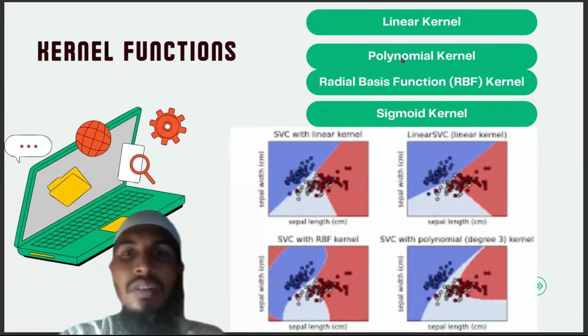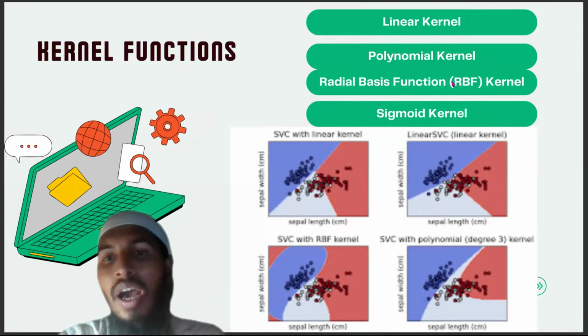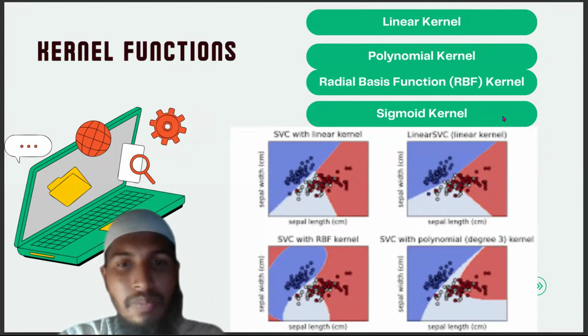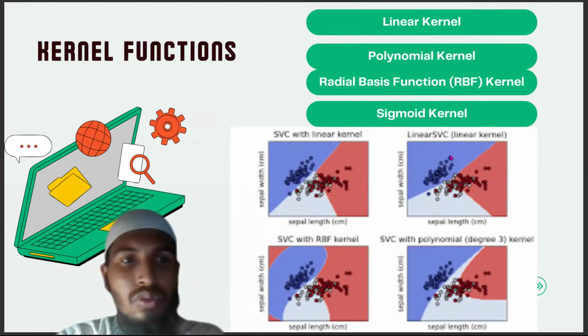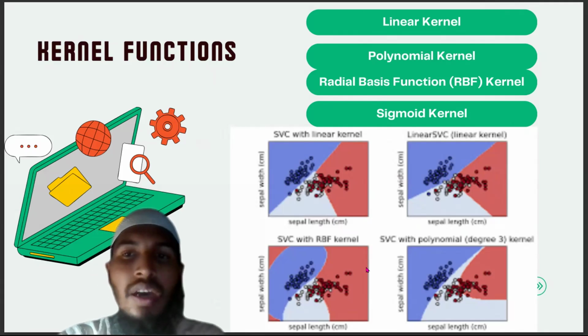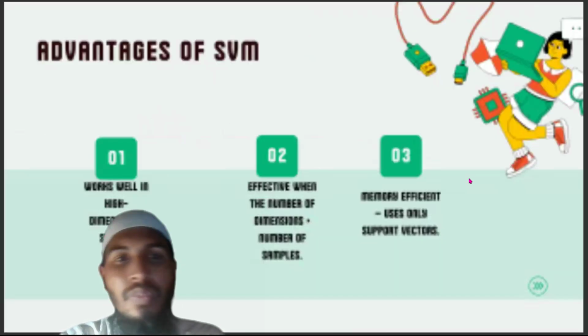Kernel function. There are four types of kernel: linear kernel, polynomial kernel, radial basis function, in short RBF kernel, and fourth, sigmoid kernel. There are four pictures to show kernel functions. This is linear kernel, this is polynomial kernel, this is RBF kernel, and this is sigmoid kernel.